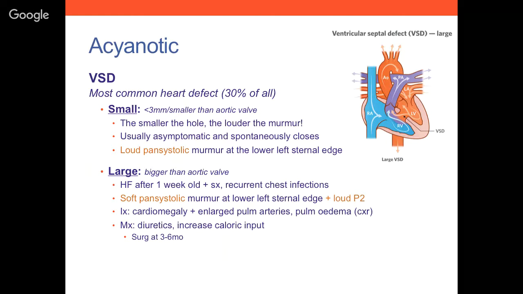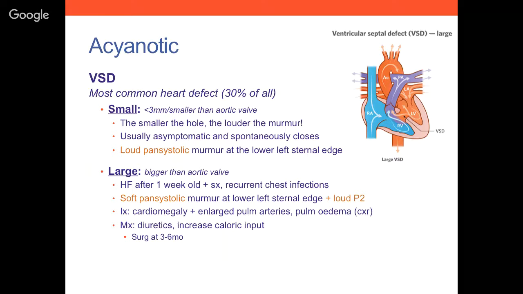So VSD is the next one. VSD is the most common heart defect. It is 30% of all heart defects. So if you don't know what the answer is and they're not cyanotic, it's probably just VSD. Which is a pretty good chance, and in real life too, it's like a 1 in 3 chance. So with a VSD, it's a hole between the 2 ventricles. Yeah, VSD, ventricular septal defect.